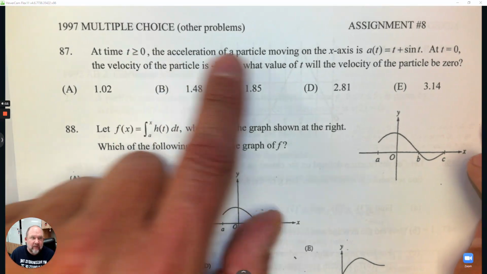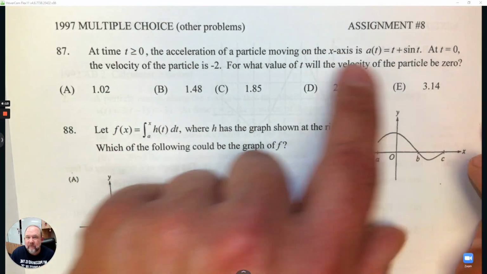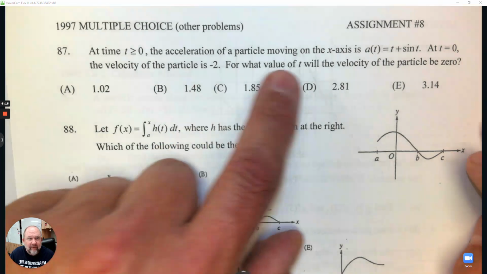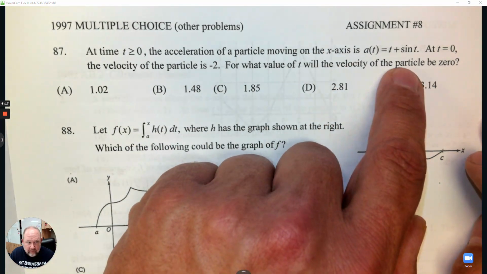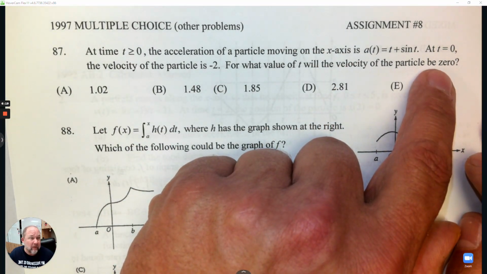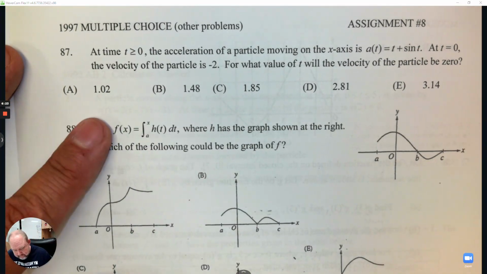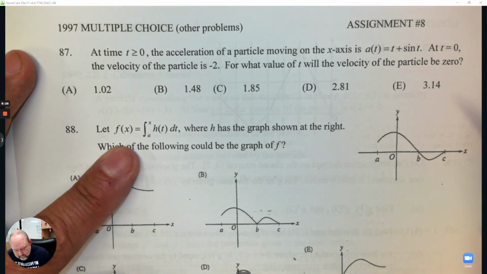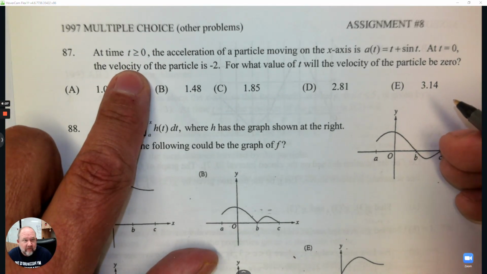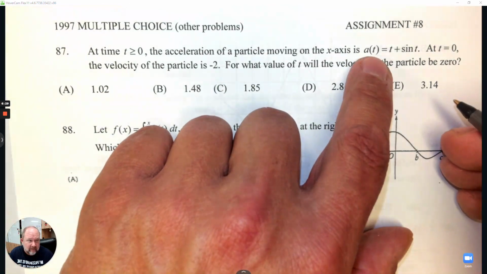So you have an acceleration here, and at t equals 0, the velocity is -2. What values of t will the velocity of the particle be 0? When is it at rest? So let's integrate that. And we have a starting value of it. So we're going to integrate this.